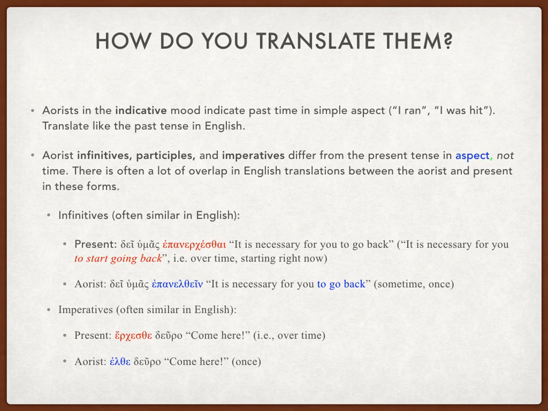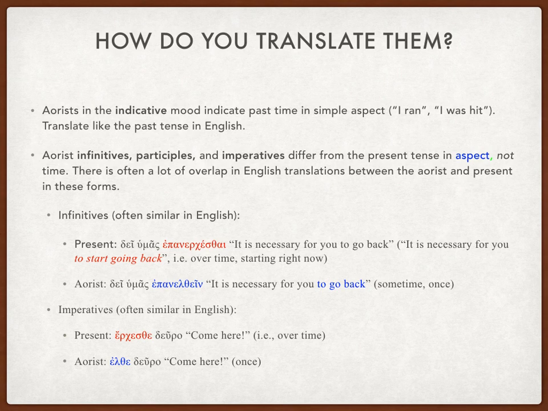You've already seen the expression dei, it is necessary, or someone must do something. I could have a very simple expression, dei humas epon erkestai. That's the present form of the infinitive that you see in red, which is very simply translated, it is necessary, dei, for you, humas, to go back, epon erkestai. But what this really means, if I wanted to be very, very particular to the Greek, is that it is necessary for you to start going back.